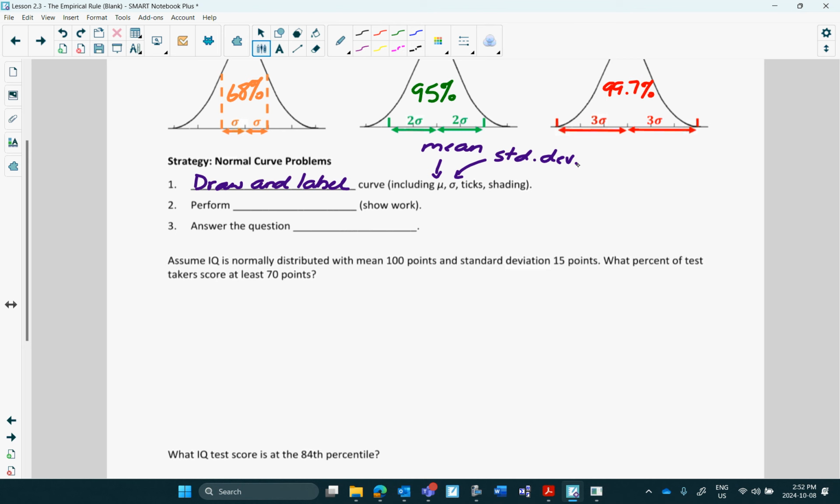Then we perform the calculations that were asked for, depending on the question. And then we answer the question in context, so in context to whatever the problem is.